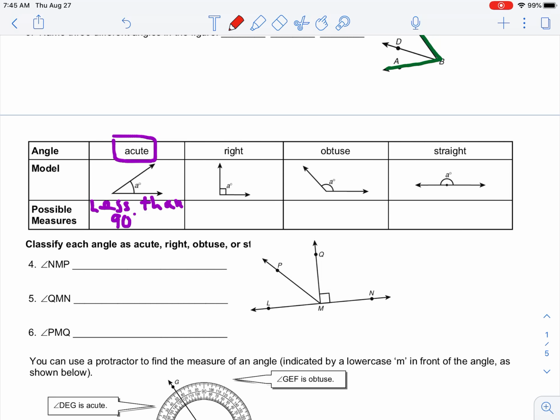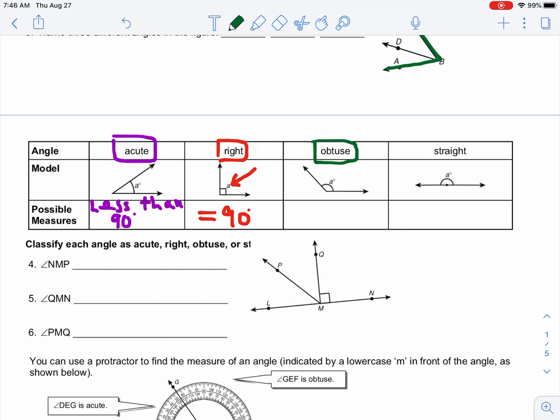A right angle is our next word. Right means that it equals 90 degrees. Now, how do we know that it equals 90 degrees? They will put this little square box in the corner to show that it stands for 90 degrees. So if you ever see a little square box by the angle, it means that it's 90 degrees.